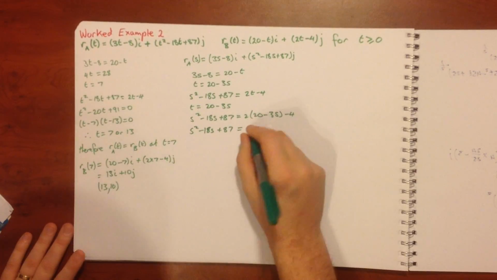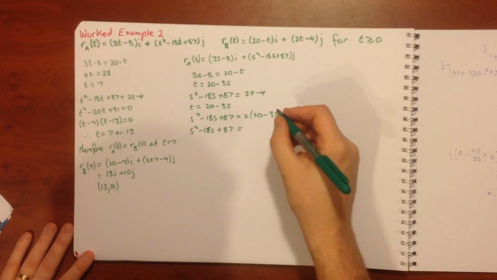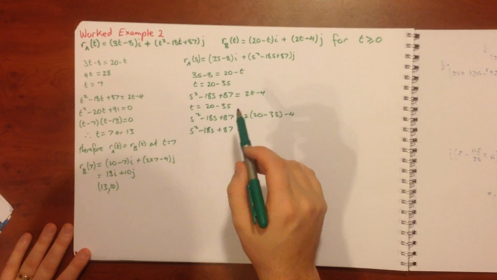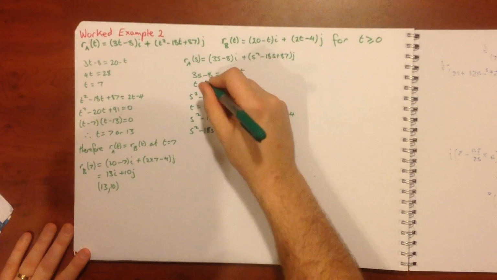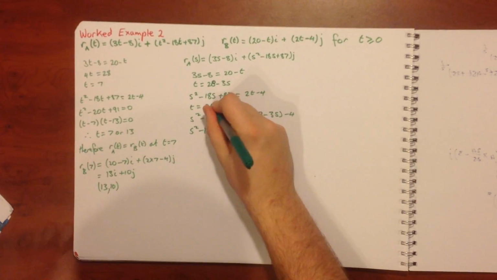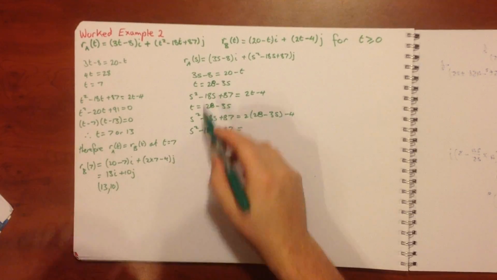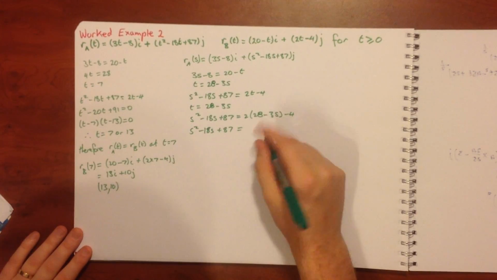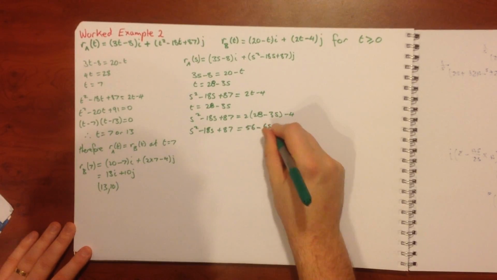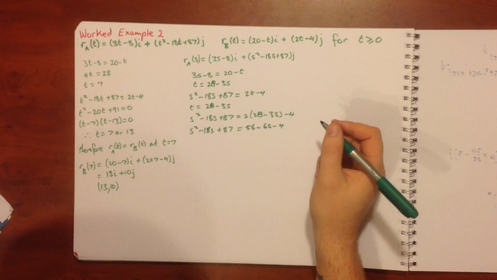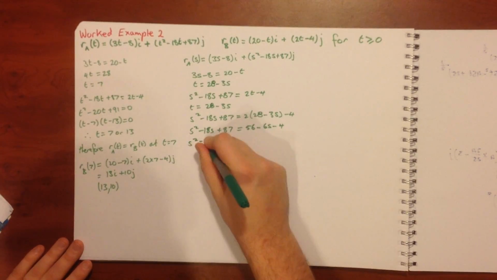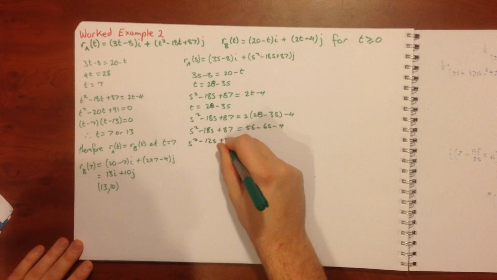Sorry, that should be 28. Just made that little mistake there. Because we then get 56 minus 6s minus 4. We can collect like terms, which means we get s squared minus 12s plus 35 equaling 0.